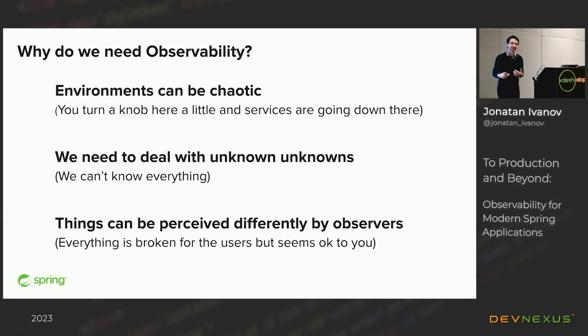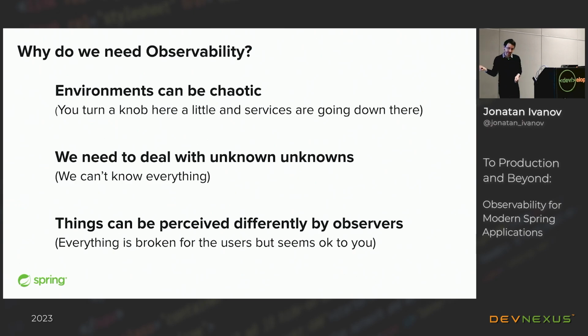And it is not enough that these systems are very complicated and have high complexity. Because of that complexity, these environments can be very chaotic. This means that you turn a knob here a little, and in another region, services can go down. For example, your Roomba just stopped working because somebody ran a script in AWS US East 1 S3. You can get into that situation pretty easily.